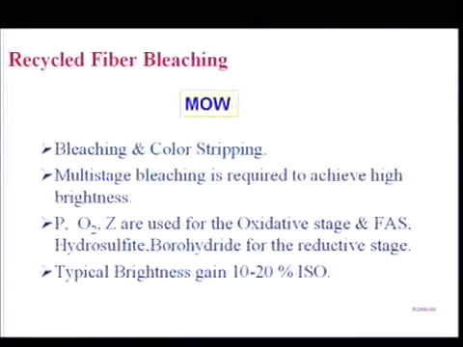Oxygen and ozone can be used in the oxidative stage. FAS, hydrosulfide, and the DBI process can be used in the reductive stages. You don't need all the chemicals; you choose one oxidative and one reductive chemical. Most popular may be peroxide and hydrosulfide type of bleaching.